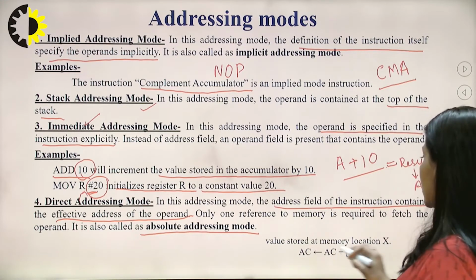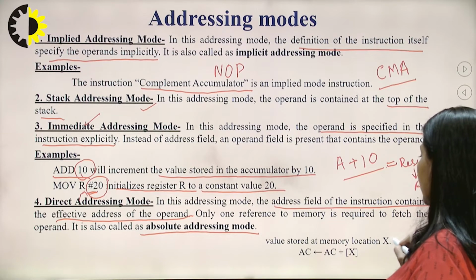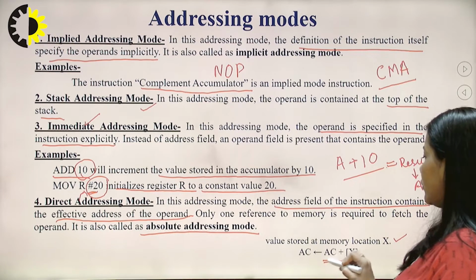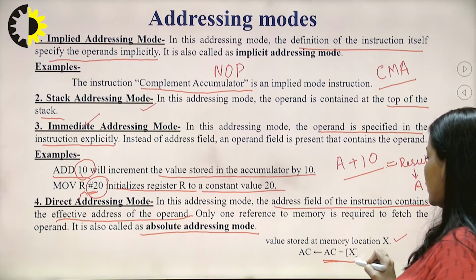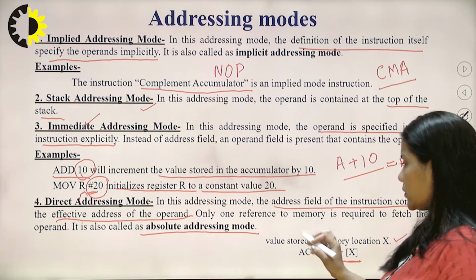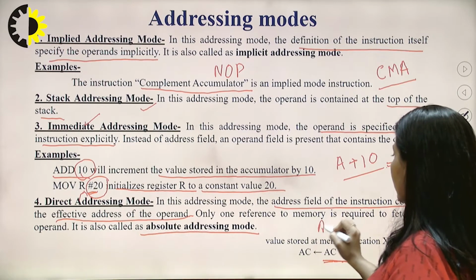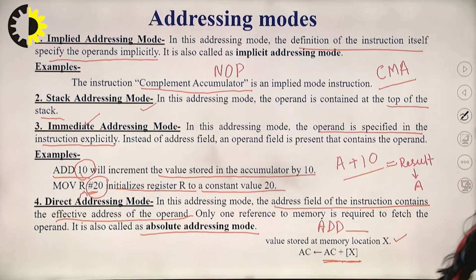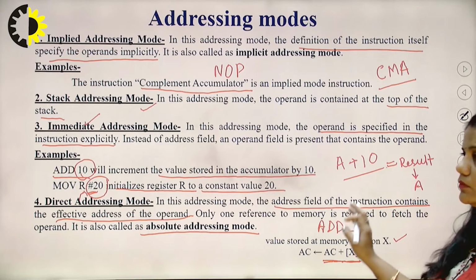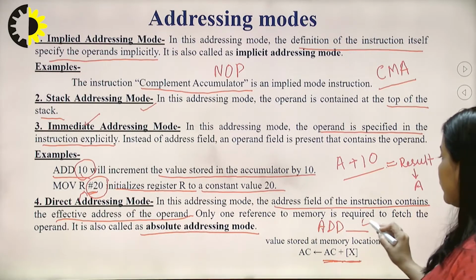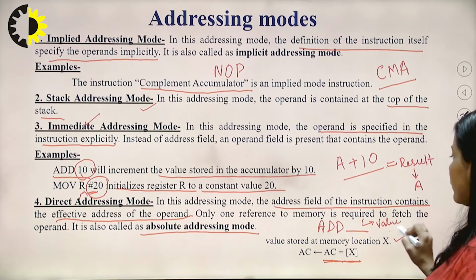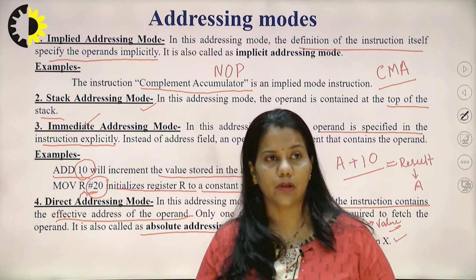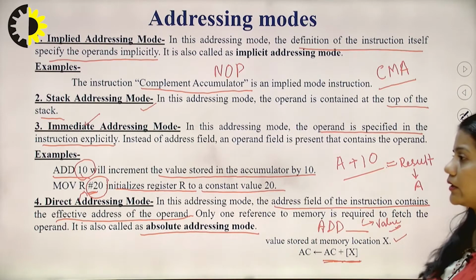So, in this case, suppose the value is stored at the location X. Suppose we are giving this instruction: add and some memory location. So, whatever will be the value at this memory location, that will be added to the accumulator, and the result will be stored in the accumulator again. So, this is how this direct addressing mode works.